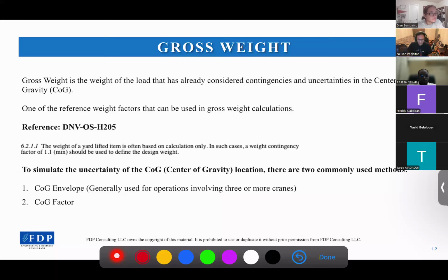To simulate the uncertainty of COG, there are two commonly used methods. First is COG envelope, and this is generally used for lifting operations involving 3 or more cranes. And the second is COG factor.